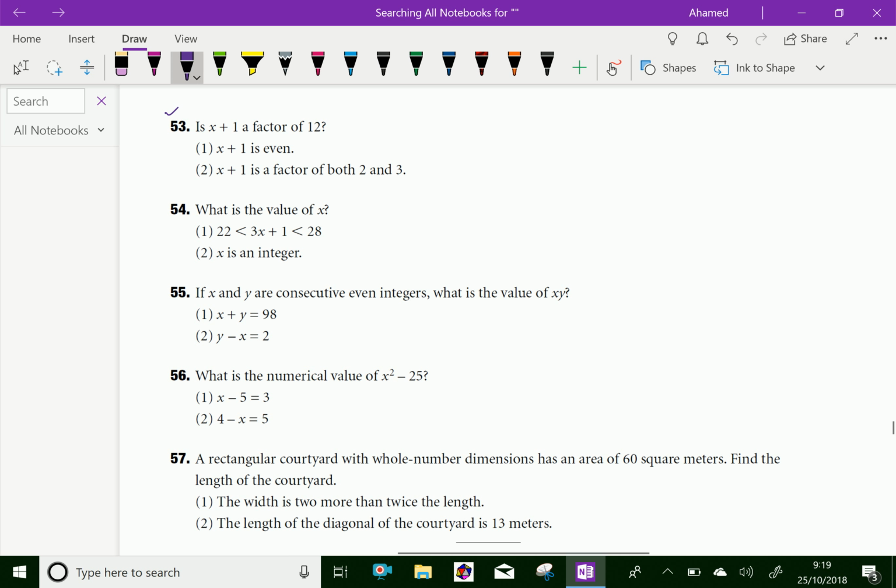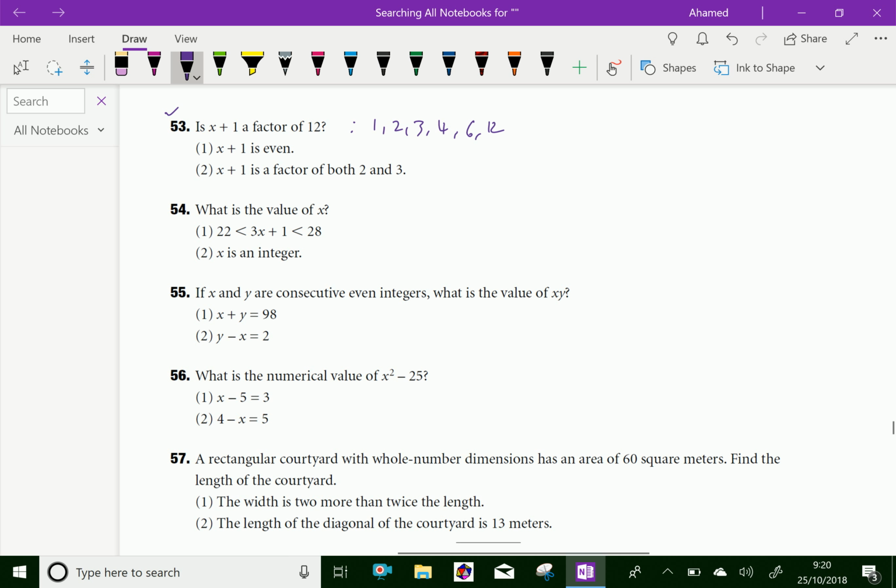Next question: x plus 1 is a factor of 12. Statement 1 is x plus 1 is even, and statement 2 is x plus 1 is a factor of both 2 and 3. Suppose the factors of 12, we know that they are 1, 2, 3, 4, 6, and 12. This is the list of factors of 12, we know that.